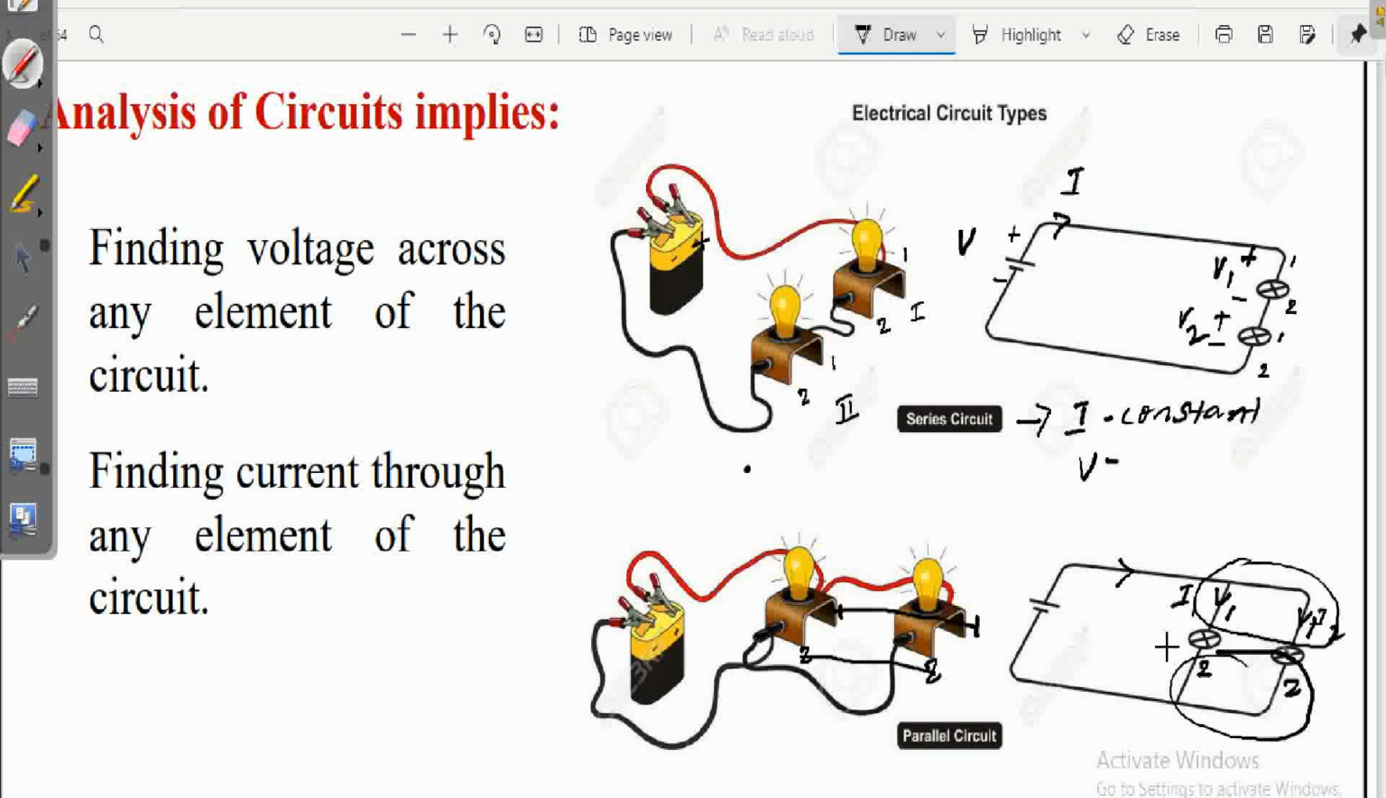And in parallel, the current is divided among your elements, whenever I comes and divides as I1 in the first bulb and I2 in the second bulb. So this is called series and parallel connection.